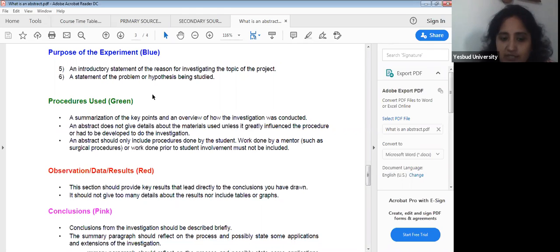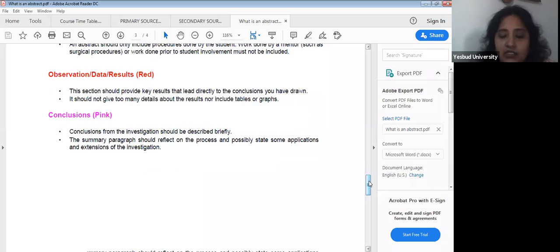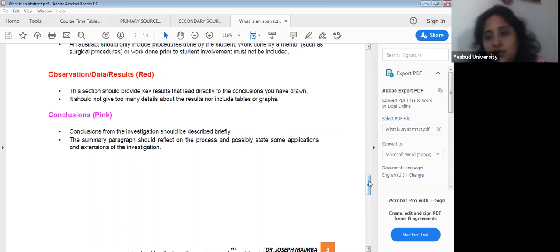Then observations, data and results: whatever data you collected, what your observations were and what your results are, you pen them out in red. In the last, the conclusions will come, which will be written in pink. After your data collection, whatever conclusion has come, you write it down in pink.